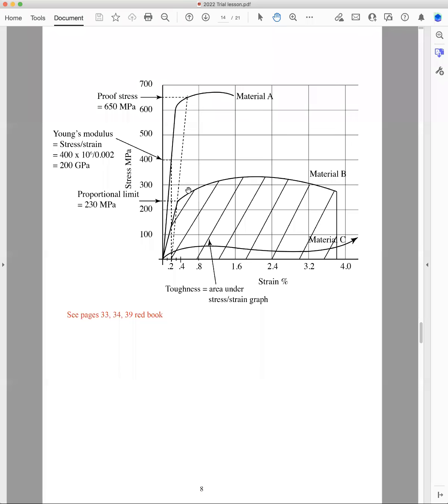But what's the proportional limit of material B? The proportional limit is where the straight line ends, right? The proportional limit up here is around about 600. The proportional limit here is about 230. Which is the toughest? You're looking for the biggest area under the graph, and material B is toughest because this will be a low carbon steel, annealed, because it's got a definite yield there.